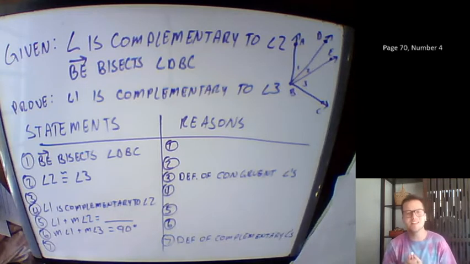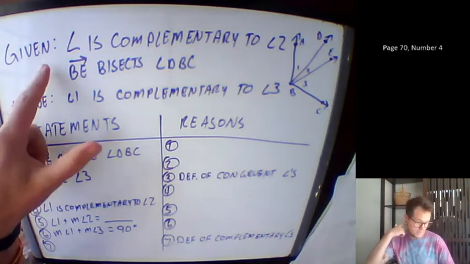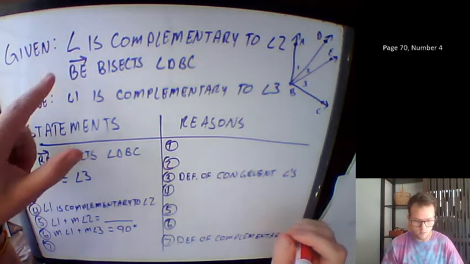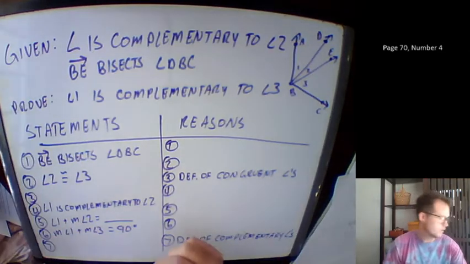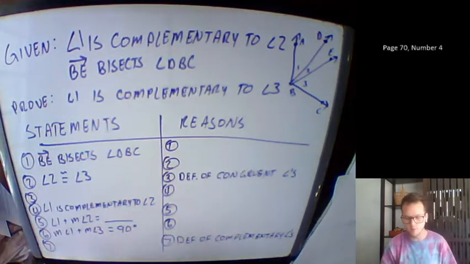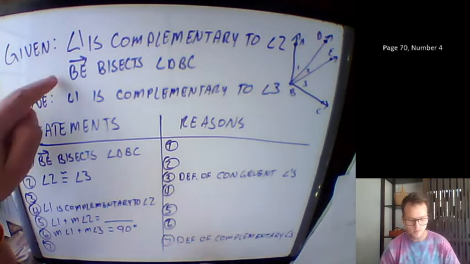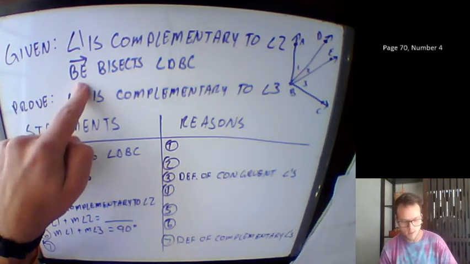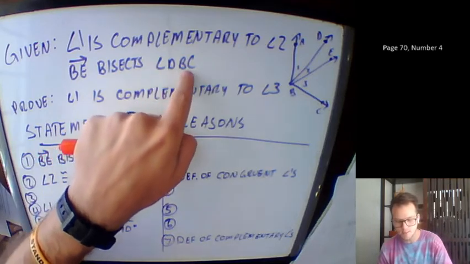I know we did it in class, and I know I didn't do a great job of doing it in class, so I want to give it some more time here. So what the problem says is we're given that angle 1 is complementary to angle 2. I didn't write a 1. So angle 1 is complementary to angle 2 here. We're also given the fact that ray BE bisects angle DBC.